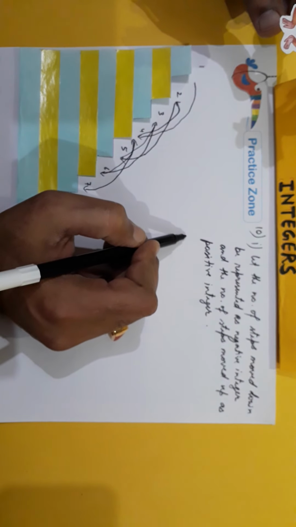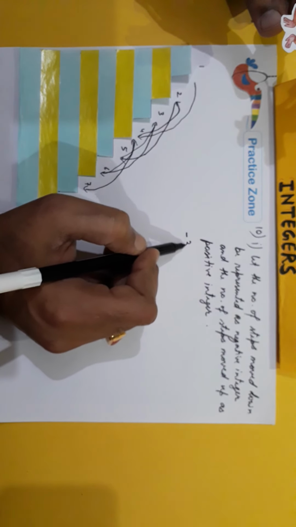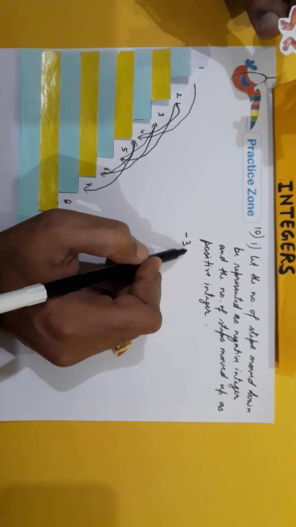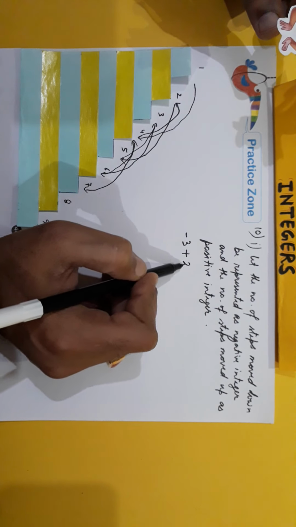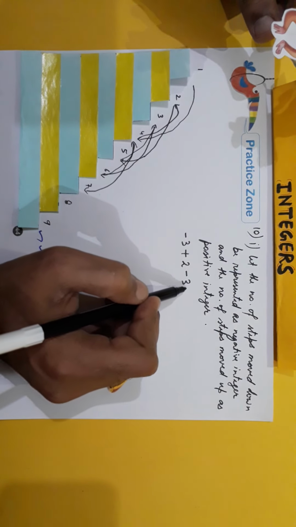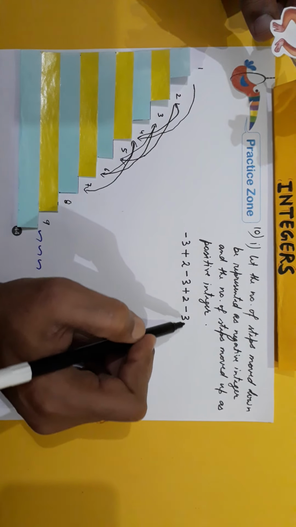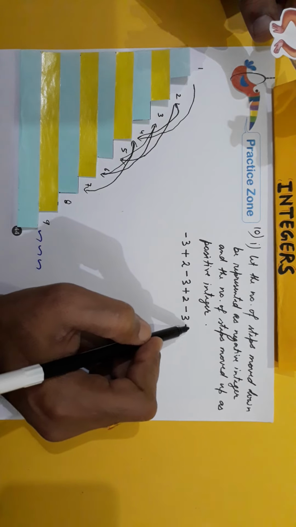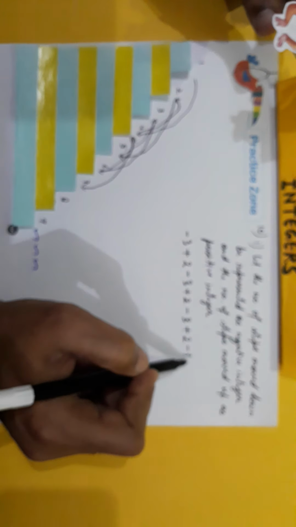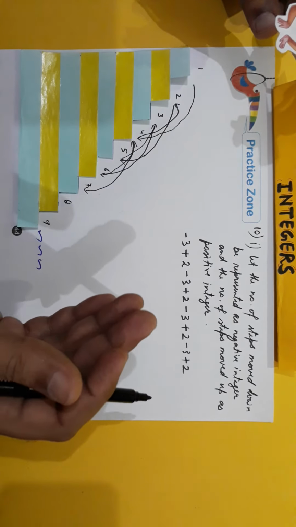So at first the monkey has to go 3 steps down, minus 3, then 2 steps up, so plus 2, then 3 steps down, so minus 3, then 2 steps up, so plus 2, then 3 steps down, so minus 3, then plus 2, then minus 3, then plus 2, and we have to do it till the time we don't get minus 8.